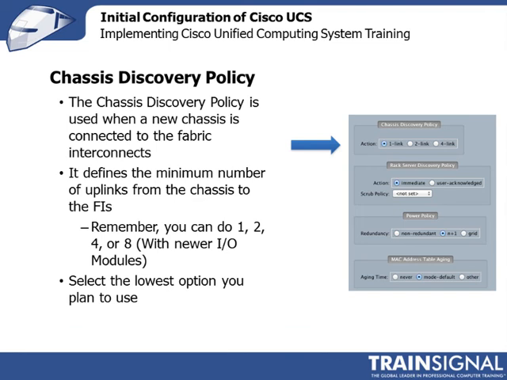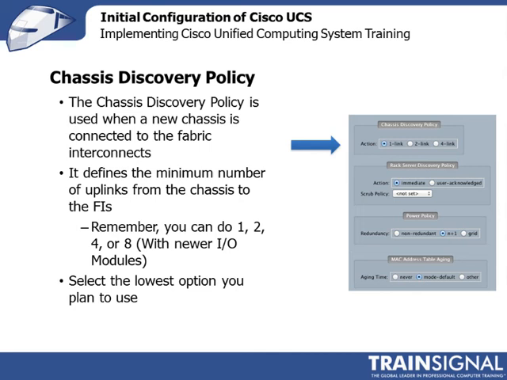The first one we'll do is chassis discovery policy. Chassis discovery is kind of simple. Basically, when you connect a new chassis, it's going to define the minimum number of uplinks from the chassis to the Fabric Interconnect. So basically from those FEXs up to the interconnects. And so select the lowest option you plan to use.